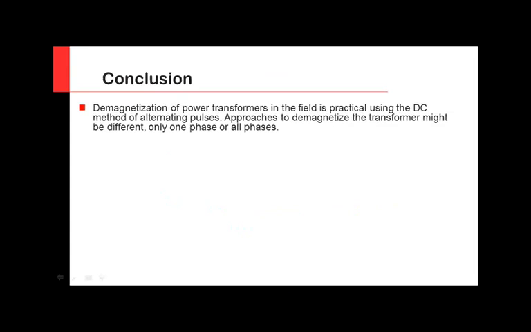Demagnetization of power transformers in the field is practical using the DC method of alternating pulses. You don't need to bring a huge power source to demagnetize a big power transformer with AC. That's going to be very expensive, heavy, and not really practical. So it's much easier just to go with a simple DC power source, right? And especially the equipment that is being used for winding resistance measurement is the same equipment that has the demagnetizing feature. The approaches to demagnetize the transformer might be different: only one phase or all phases.